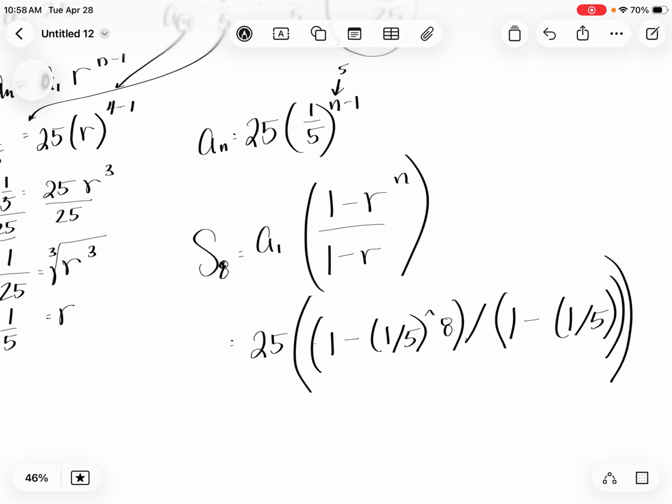Some of you are having issues with parentheses, making sure that you have the correct number of parentheses in there, because if you don't, it's going to give you the wrong answer, as some of you have been finding out. So be careful.